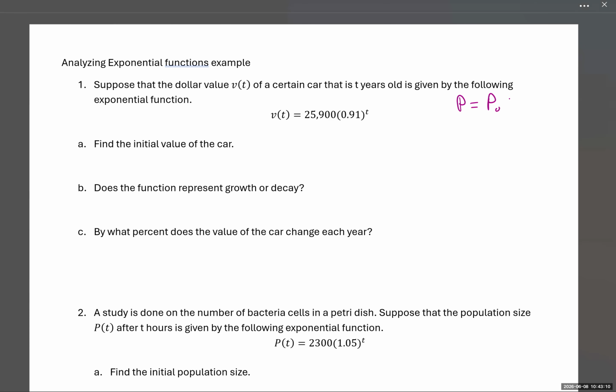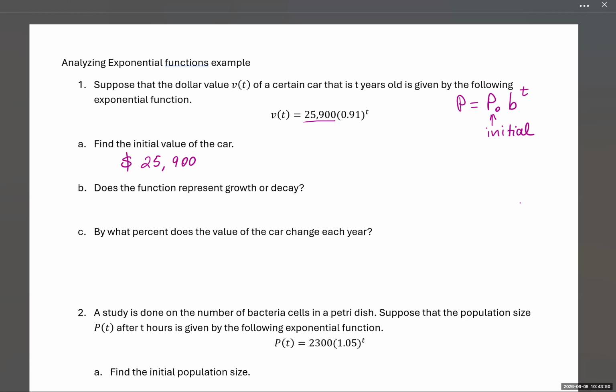P equals P naught b to the power t, where P naught is the initial value. The initial value for any word problem like this will just be a number outside of the parentheses, before you put something to the power. So part A says find the initial value of the car. That is just going to be the number in front of the parenthesis. Since value is in money, dollars for the units, and then 25,900. No calculations needed. This is just something that you need to recognize.